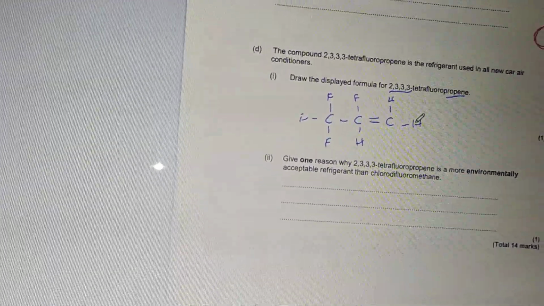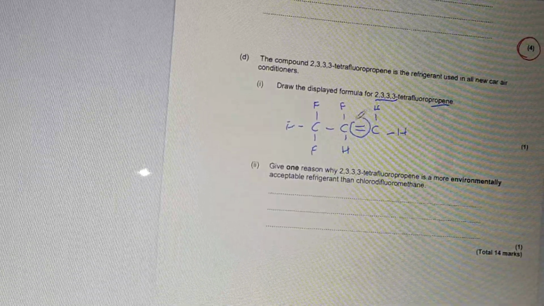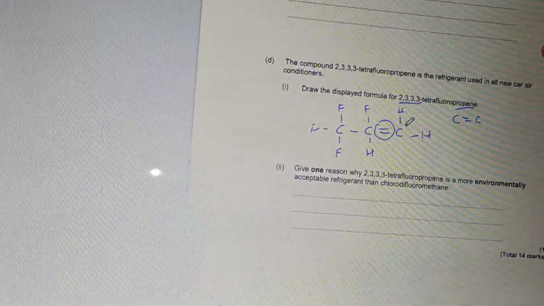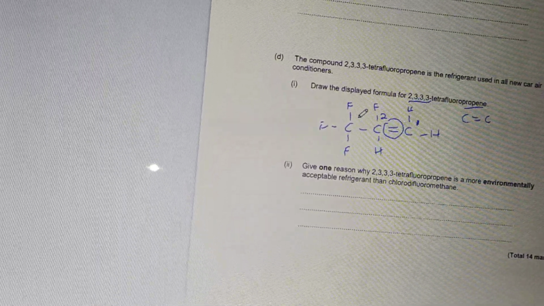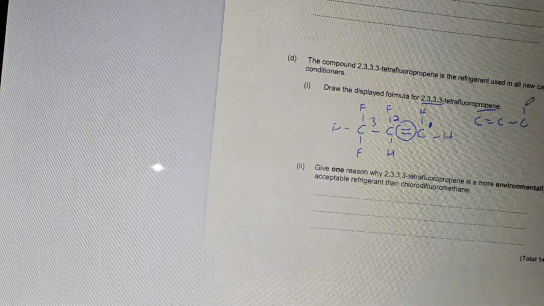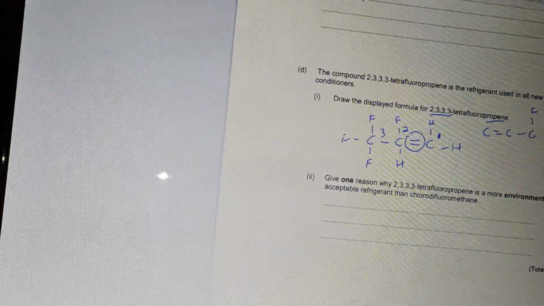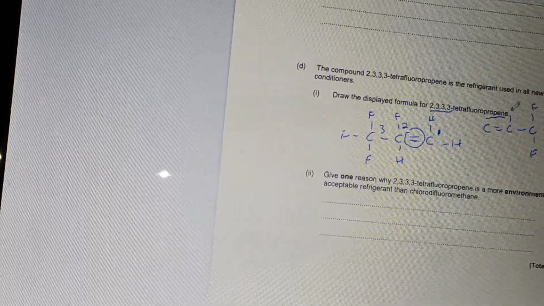Okay, I've drawn the double bond here, but you can also draw the double bond here as long as you name the carbon chain. As long as you name it, otherwise it won't be counted. You should name the chain.